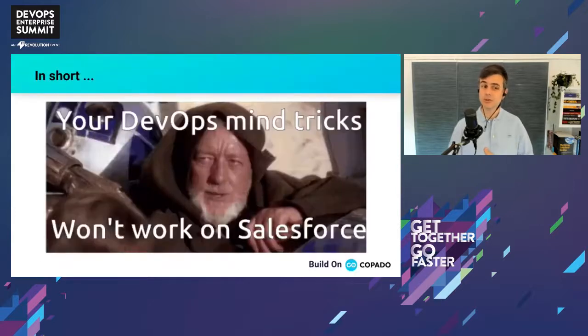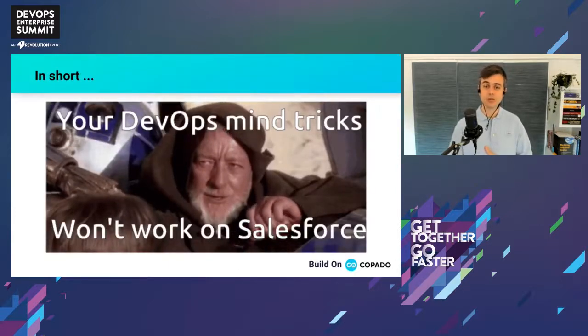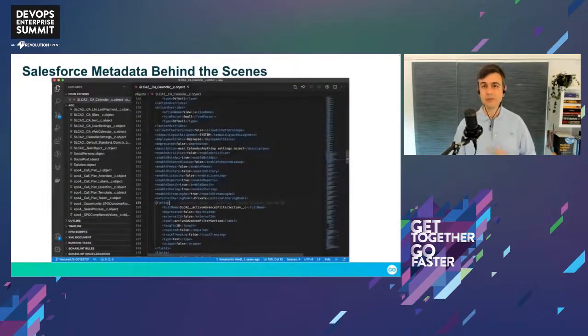And so, in short, your DevOps mind tricks won't work on Salesforce. And so you've got to have a different approach. One of the reasons it's a bit tricky is Salesforce relies heavily on these huge XML files. Some of these can be 100,000 lines or longer.